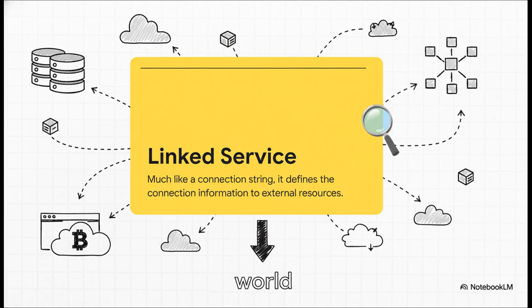Right, but how does the pipeline know where to find everything? I mean, how does it connect to the outside world? Well, that's where linked services come in. They are basically just the connection strings. They're what tell Data Factory how to connect to your SQL database or your blob storage or whatever else you've got. It's a crucial piece of the puzzle.